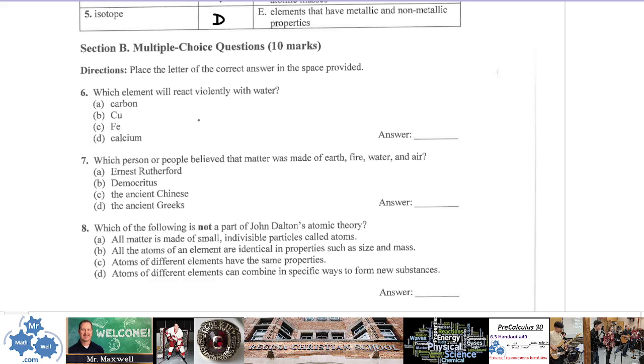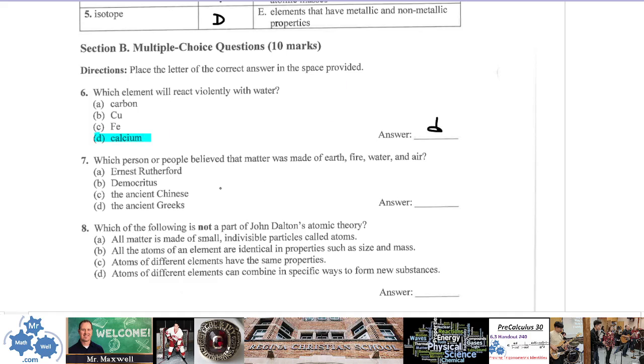Number 6. Which element will react violently with water? Violently. Let's see. Carbon. What is this one? Cu, copper. What's Fe? It's iron. Iron is correct. And calcium. So do you think the answer is calcium? It is calcium. D is correct.